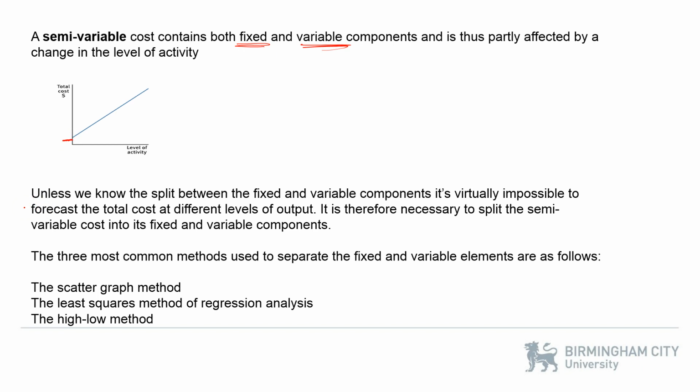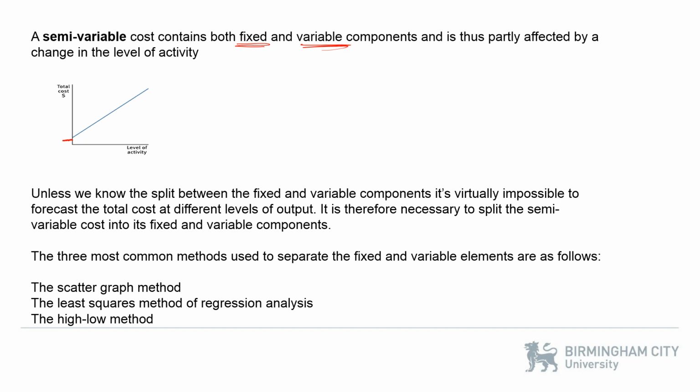Now we need to be able to split a semi-variable cost into the fixed and the variable element, so that we can then use those figures for forecasting what our costs are likely to be at different levels of output. There's three methods of separating the fixed and the variable components, and that's the scatter graph method, the least squares method of regression analysis, and the high-low method.